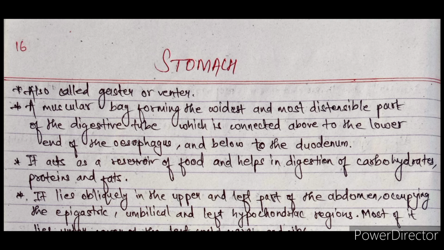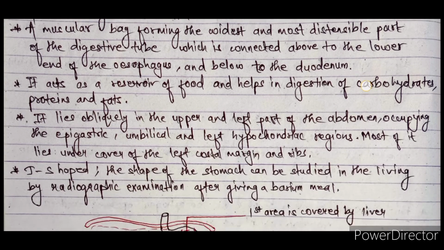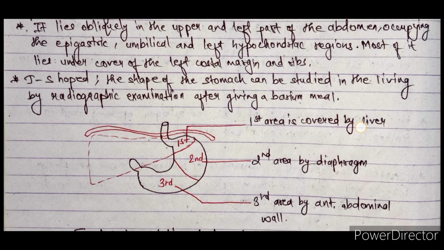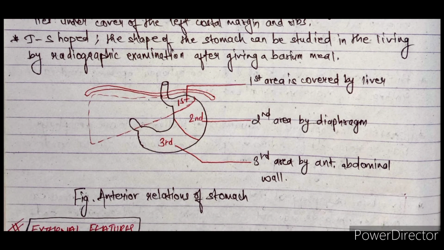It lies obliquely in the upper and left part of the abdomen, occupying the epigastric, umbilical and left hypochondriac regions. Most of it lies under cover of the left costal margin and ribs. The stomach is generally J-shaped, and the shape of the stomach can be studied in the living by radiographic examination after giving a barium meal.